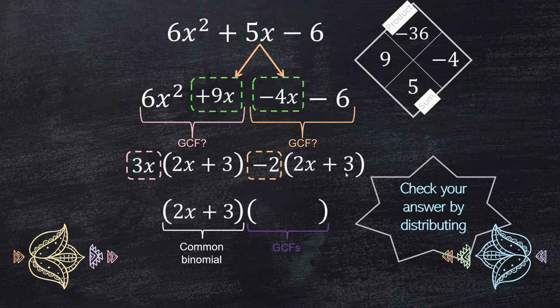So notice that we got 2x plus 3 both times when we factored out the GCF. That is our common binomial. That's our first factor. And then the 3x minus 2 are our second factor. So this process of factoring by grouping, you've already practiced and you should be pretty good at it. So the part that will make you think the hardest is solving these diamond problems.